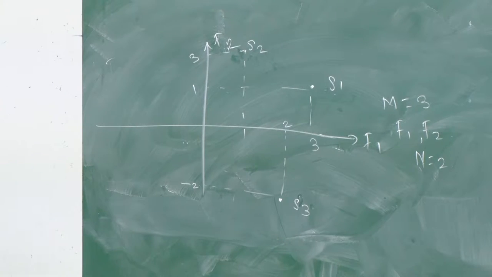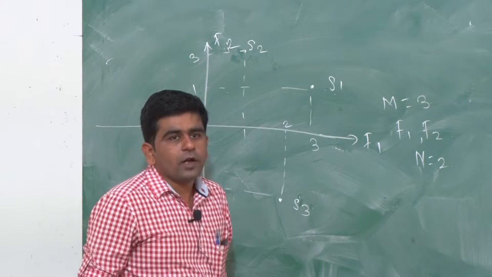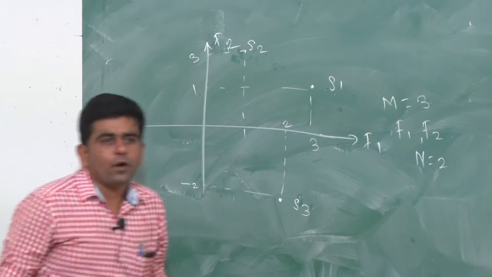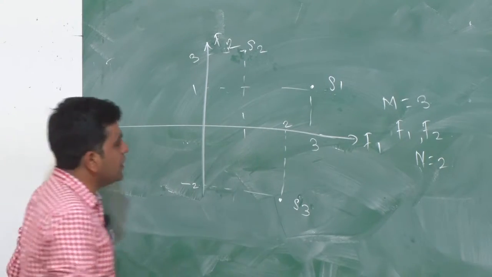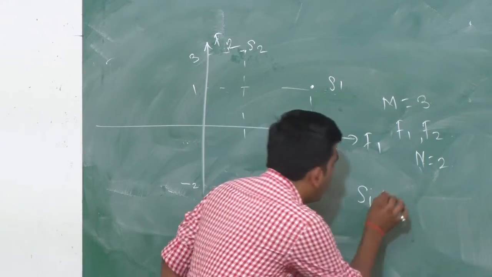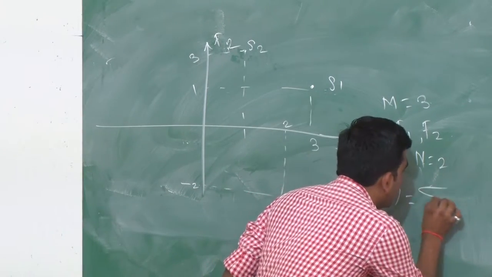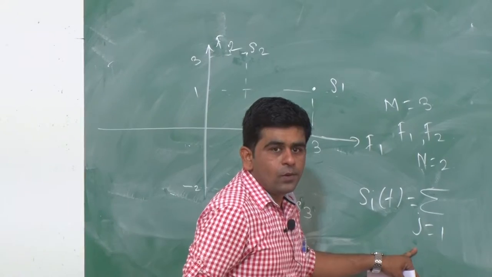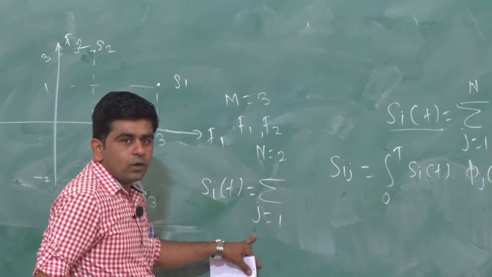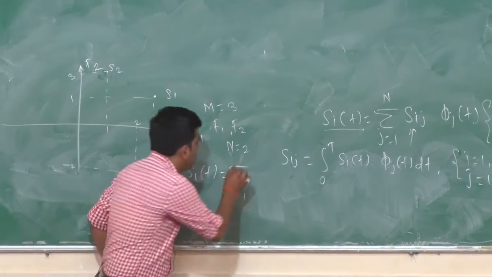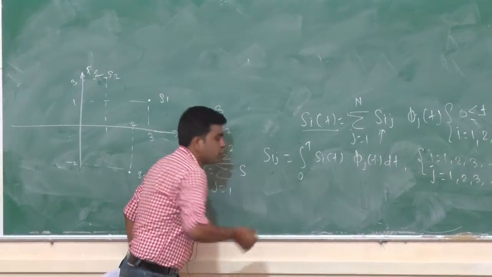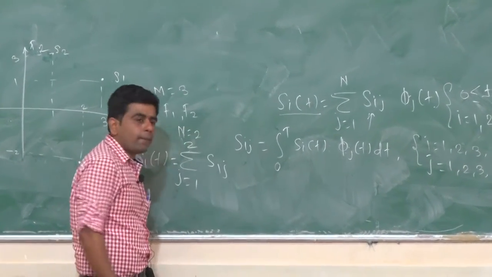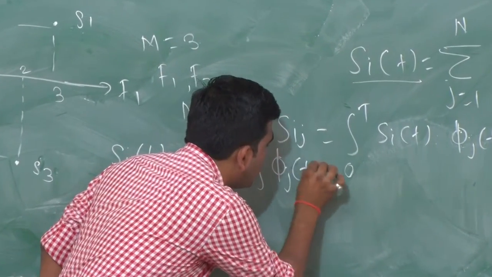S1 can be represented as a summation over S1j into phi j of t. We want to represent this signal S1 of t as the summation over j equal to 1 to 2. Here the coefficient will give S1j, and this one is phi j of t.